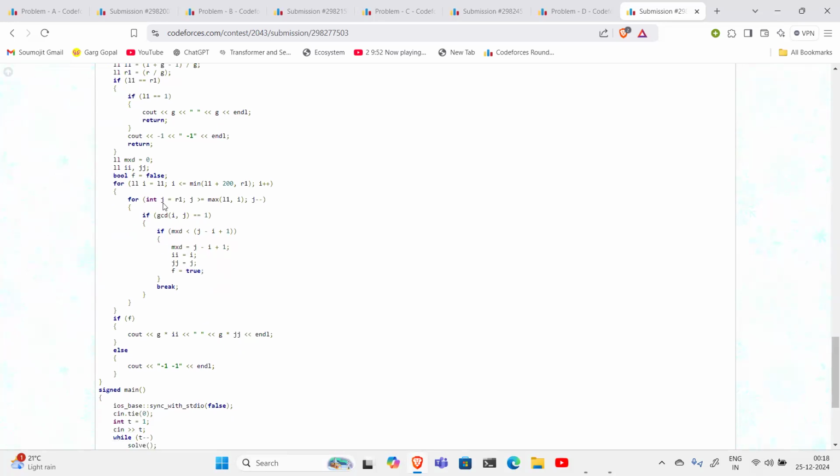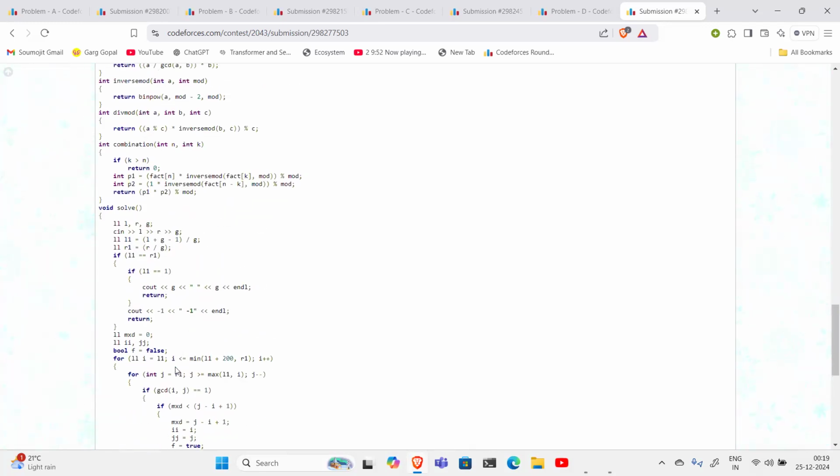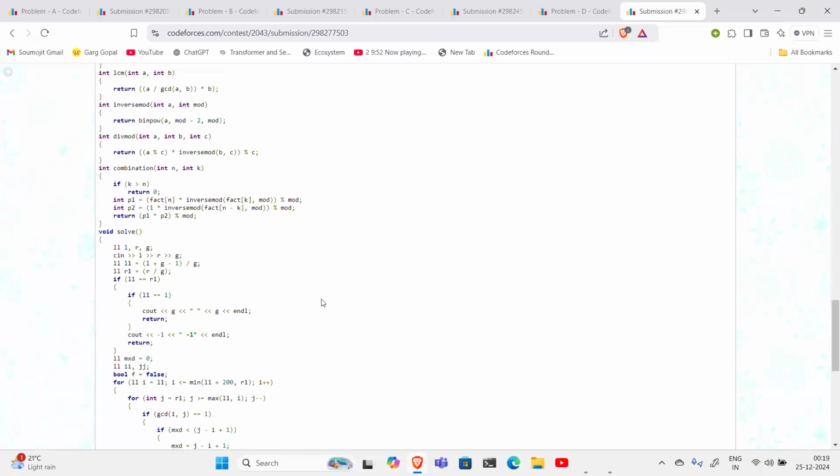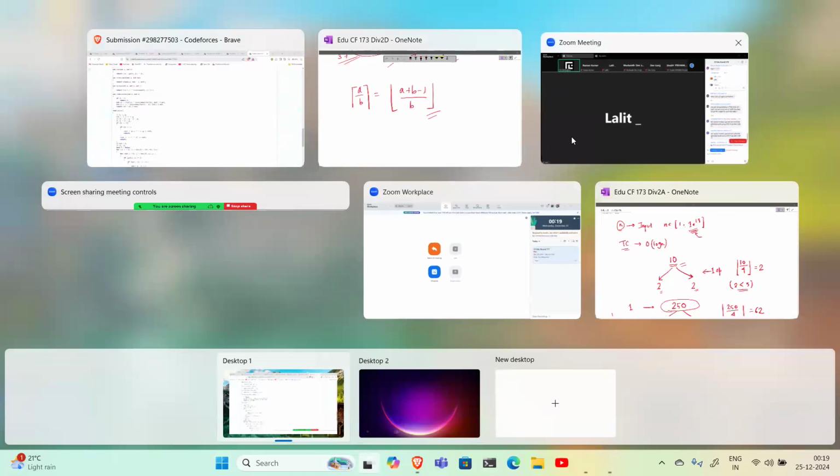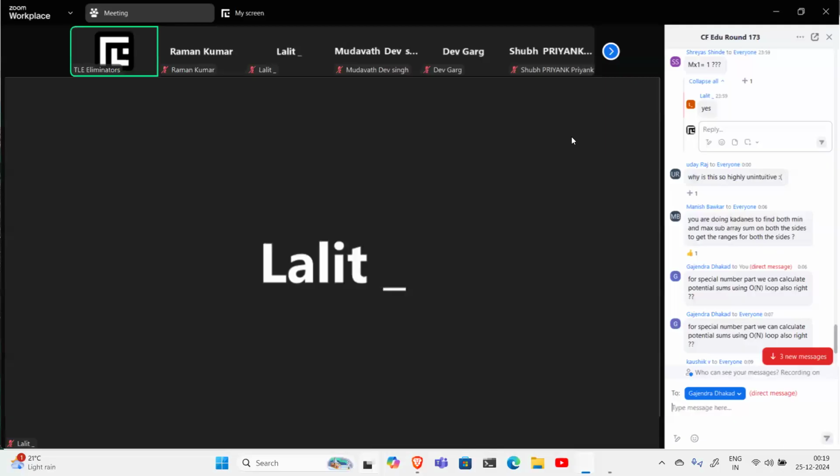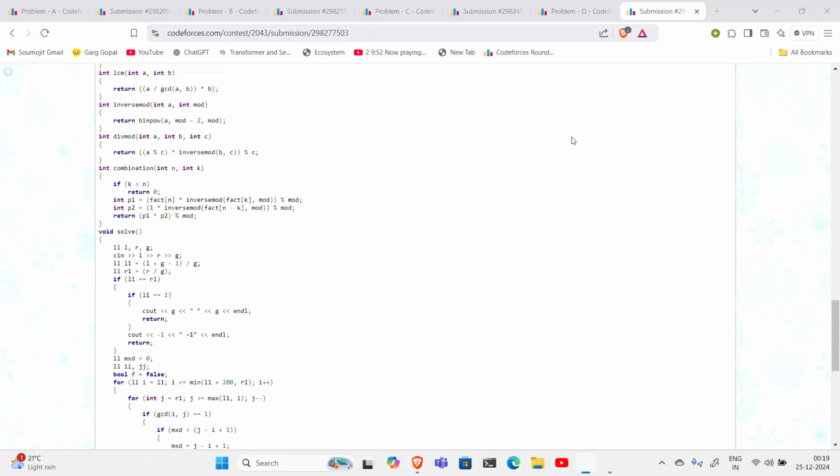After this, if I have found a value in this range, then I scale up the integers i and j and multiply them with g to get the answer. And if I have not found it, I print minus 1. Though I do not know a formal proof for this, usually in number theory, intuition matters, and a lot of times you can solve problems by looking at and understanding them. So I hope it's clear.